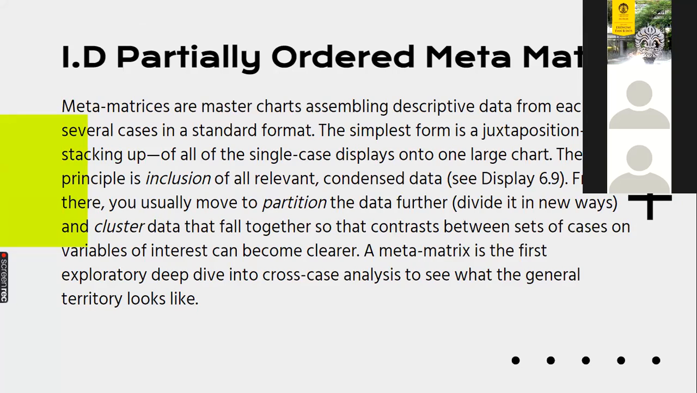Okay, the next form is partially ordered metamatrices. So metamatrices are master charts assembling descriptive data from each of several cases in a standard format. The simplest form is a juxtaposition of all the single case displays onto one large chart. The basic principle is inclusion of all relevant condensed data. From there, you usually move to partition the data further and cluster the data that fall together so that contrast between sets of cases on variables of interest can become clearer. A metamatrix is the first exploratory deep dive into cross-case analysis to see what the general territory looks like. Next slide.